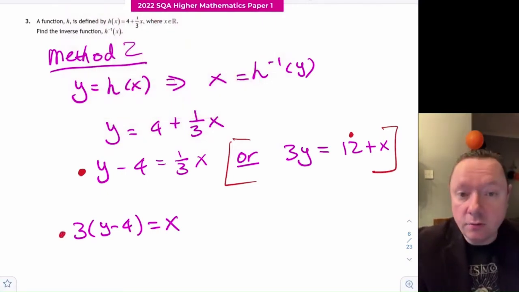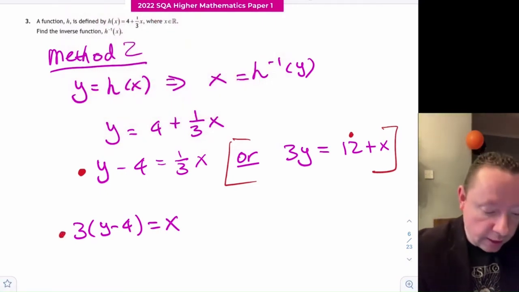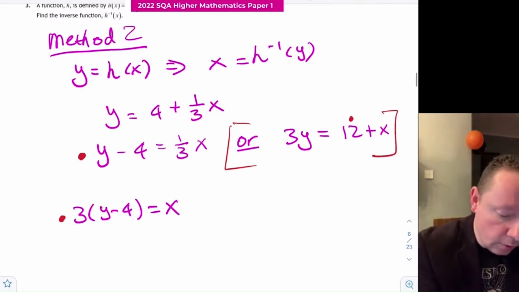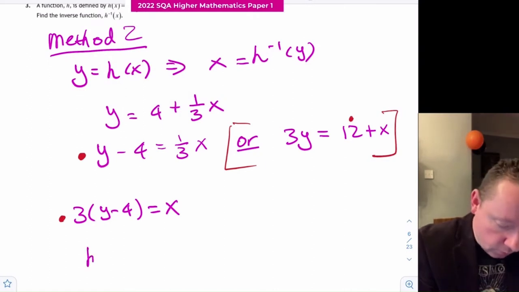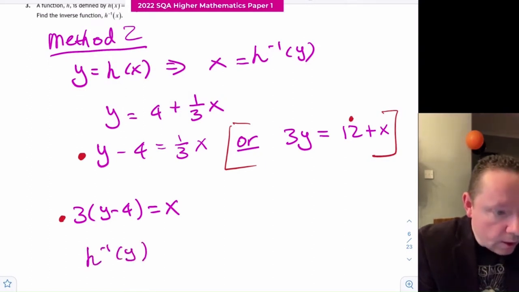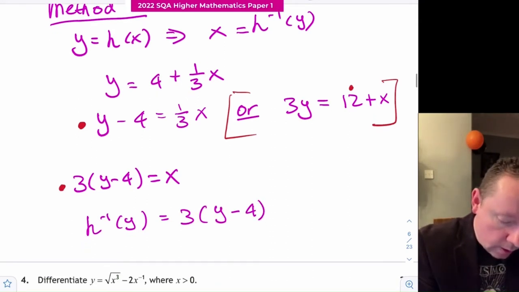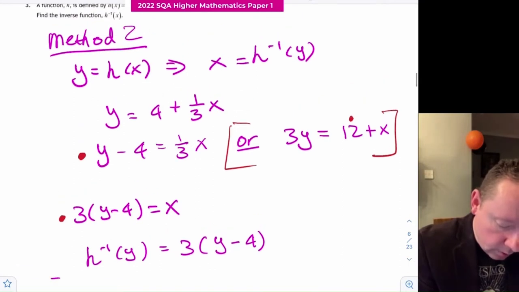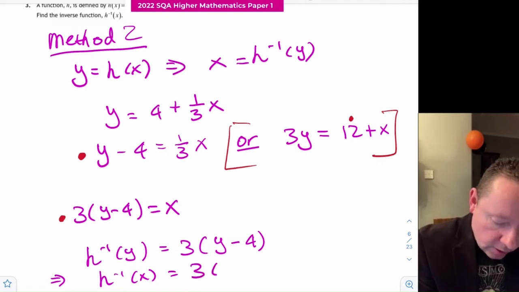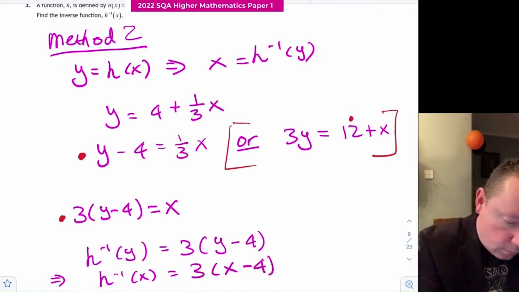And then you have to explicitly state what the inverse function is to get your final mark. So you have to then say that your inverse function of y is equal to 3 times y minus 4. And so for your final mark, your inverse function of x must be 3 times x minus 4. And there's our final mark there.